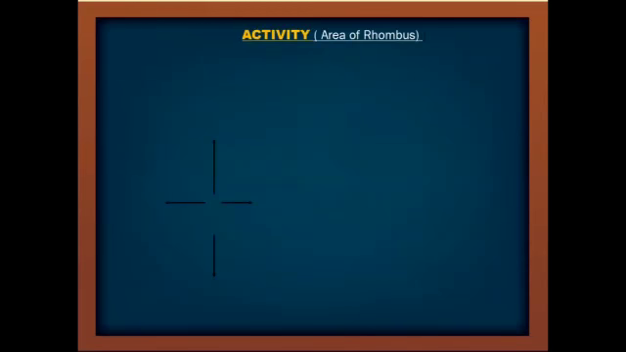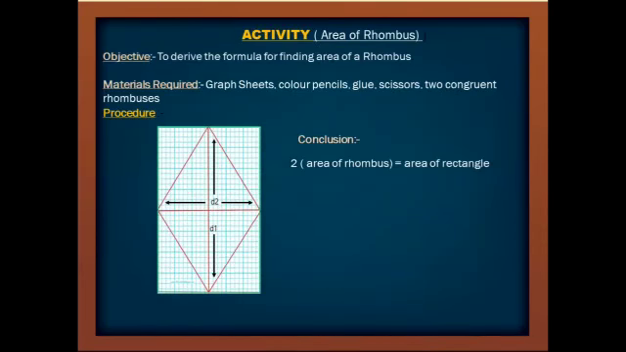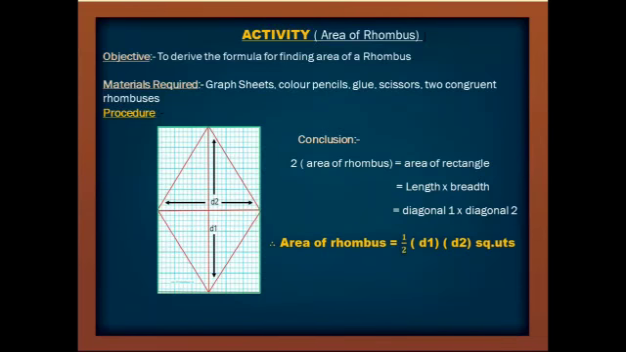Now observe, we can conclude that 2 into area of rhombus is equal to area of rectangle. Now observe the area of the rectangle. D1 is parallel to its breadth and D2 is parallel to its length. Therefore, length into breadth is equal to diagonal 1 into diagonal 2. As 2 into area of the rhombus is diagonal 1 into diagonal 2, area of the rhombus is equal to half into product of its diagonals, that is half D1 into D2 square units.